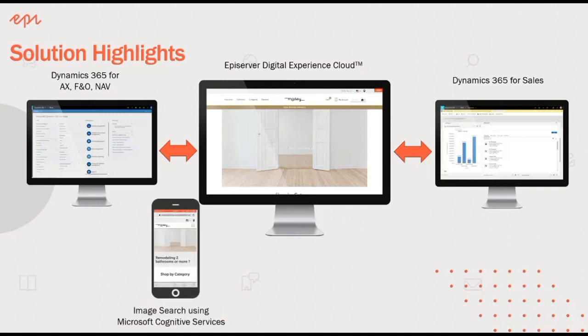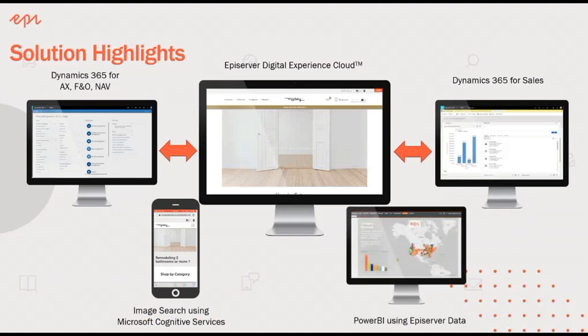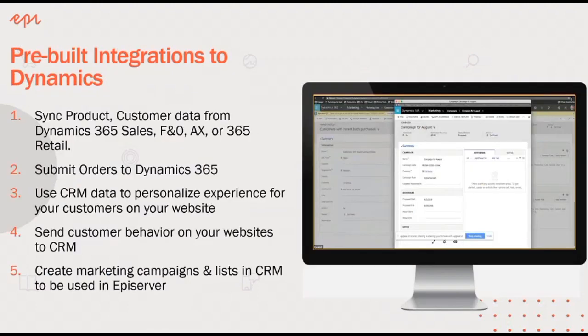We also tap into other Microsoft technologies like cognitive services to provide customers who are using your websites image search, to take a picture of a product and pull back what products are in your catalog that match that image. And we also export data out of our customer data platform and mix it with CRM and ERP data in Power BI.